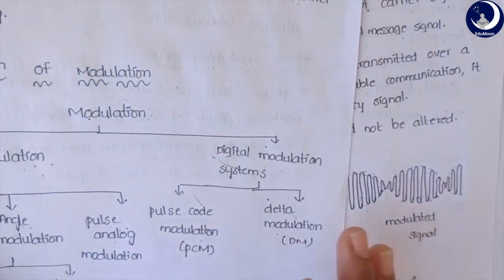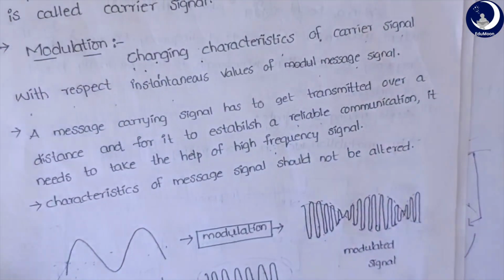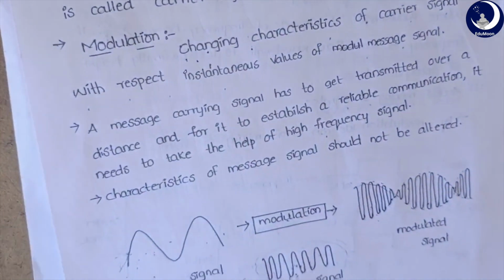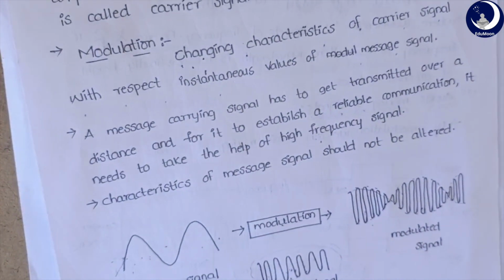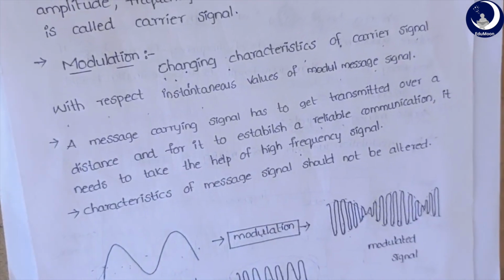So in this class we discussed about what is message signal, what is modulation, and what are advantages of modulation, and what are classifications of modulation. So in the next class we will be going to discuss about what is amplitude modulation in detail and modulation index.